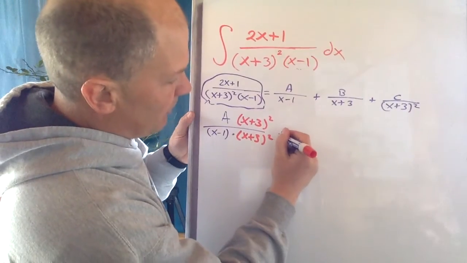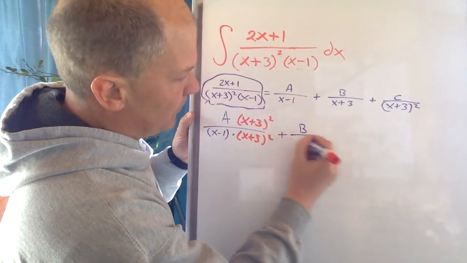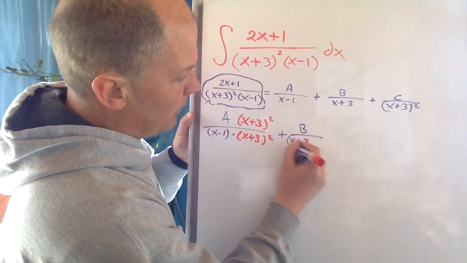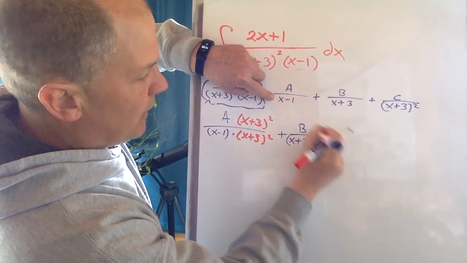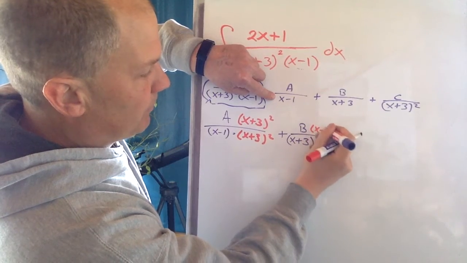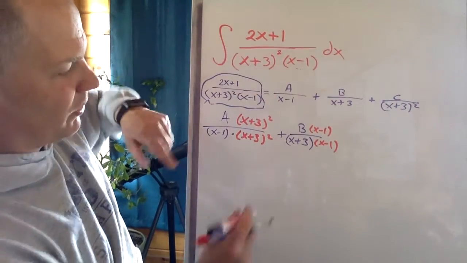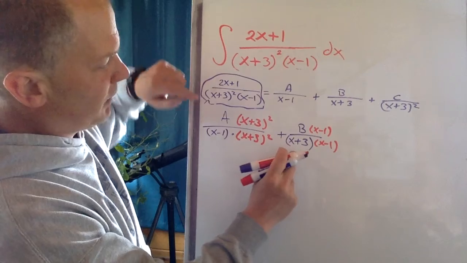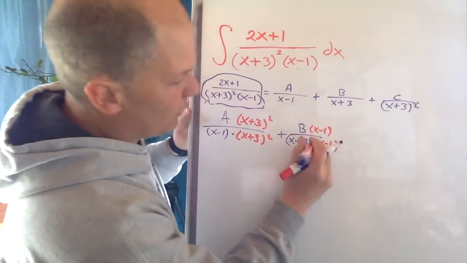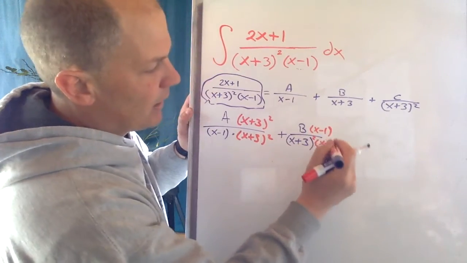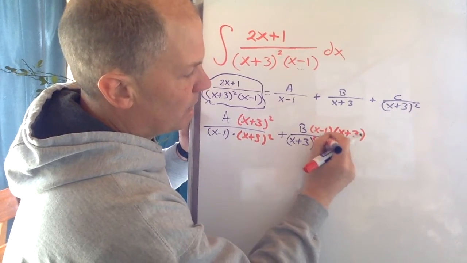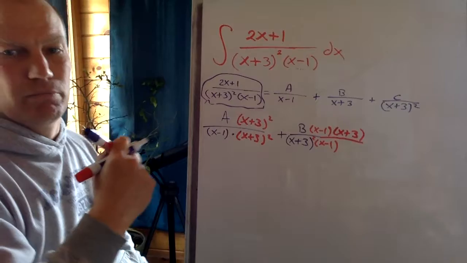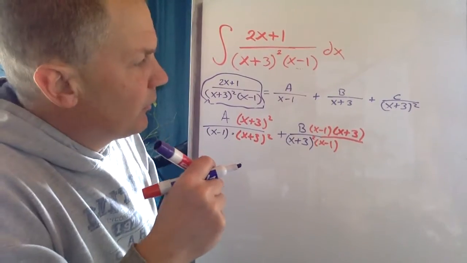And then we do the same thing with b. So b over x plus 3, and I need to pick up this x minus 1 here. I also need to pick up an x plus 3 because it's an x plus 3 squared. So I'm going to square it here, and then I'm going to multiply the top by x plus 3, right? So that just made that term pretty complicated, but it's fine.